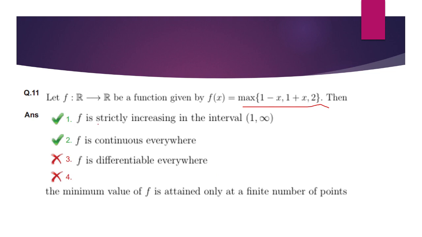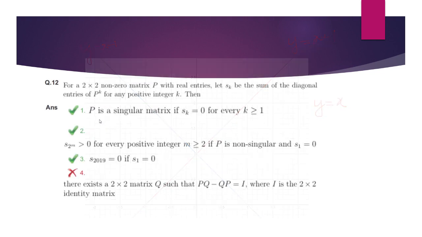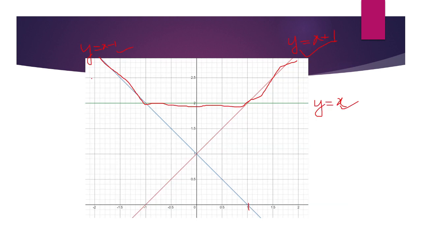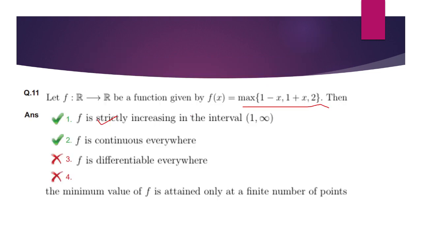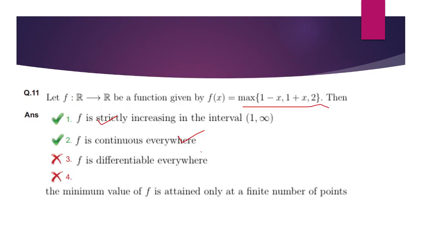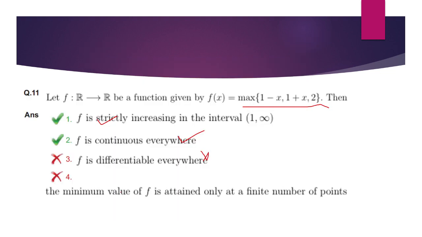So we are asked, f is strictly increasing in the interval 1 to infinity. Here 1 to infinity, yes, it is increasing. So this is a correct option. F is continuous everywhere. Yeah, there are no breaking points or anything, so it is continuous. This is a full straight line, so this is correct. Differentiable everywhere? No. At this point and this point, it is not differentiable. So this is wrong. And the minimum value of f is attained only at finite points. No, it's attained at infinite points from -1 to 1. So this option is also wrong.